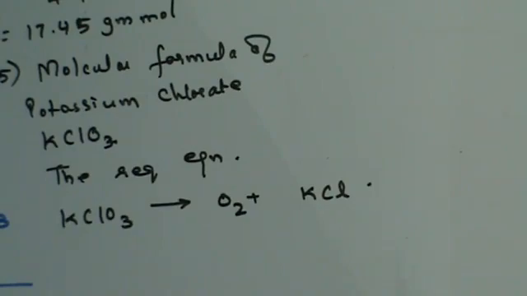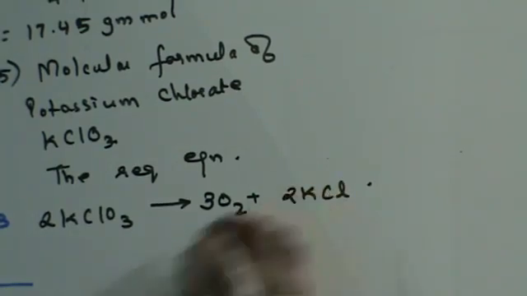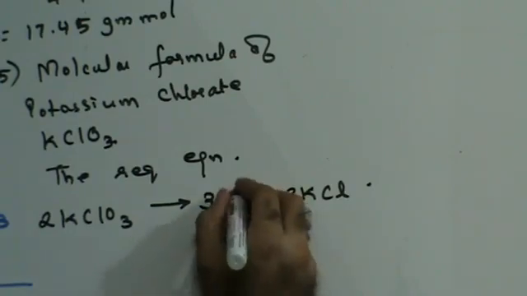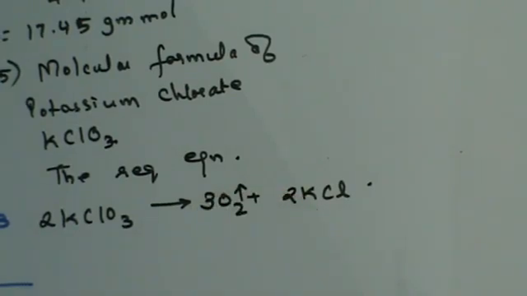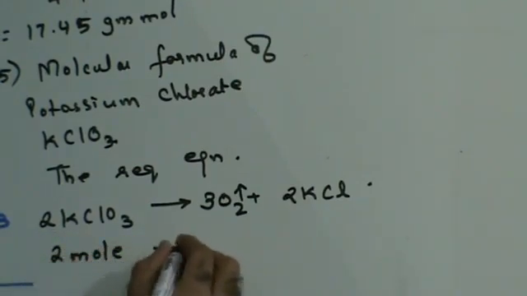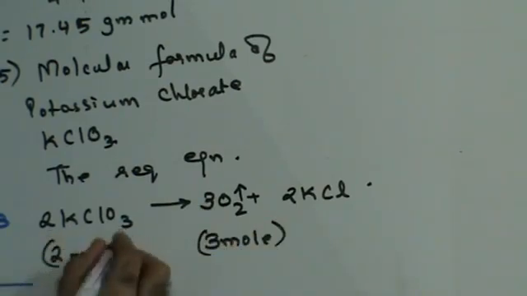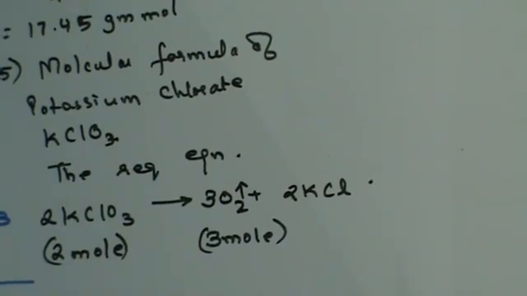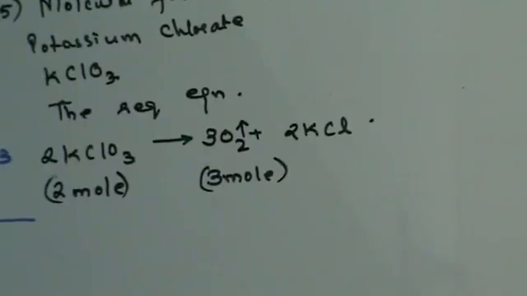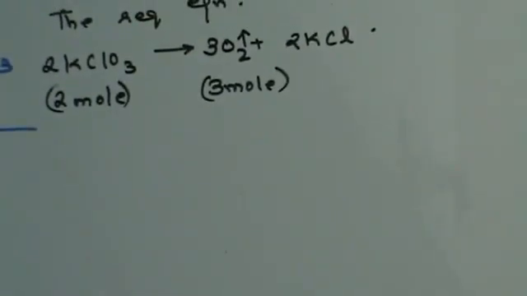Now let's balance the equation. Guys, oxygen is 3 over here, oxygen is 2 over here. Hence, you will multiply this by 2, you will multiply this by 3. As a result, your oxygen is balanced. To balance your KCl, you will put 2 here, right? Oxygen is your gas. That means I require 2 molecules of potassium chlorate to liberate 3 molecules of oxygen.